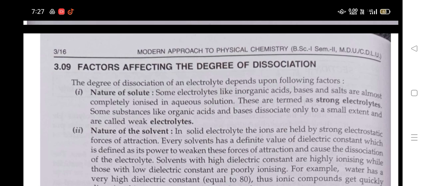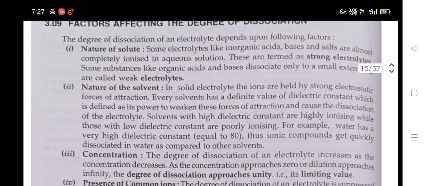Second, nature of solvent. In a solid electrolyte, the ions are held by strong electrostatic forces of attraction. Every solvent has a definite value of dielectric constant, which is defined as its power to weaken these forces of attraction and cause the dissociation of the electrolyte. Solvents with high dielectric constant are highly ionizing, while those with low dielectric constant are poorly ionizing.